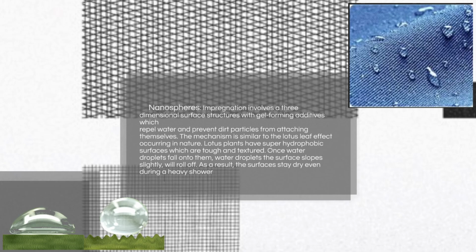Lotus plants have a superhydrophobic surface which is rough and textured. Once water droplets fall onto them, the surface slopes slightly and they roll off. As a result, the surface stays dry even during a heavy shower.